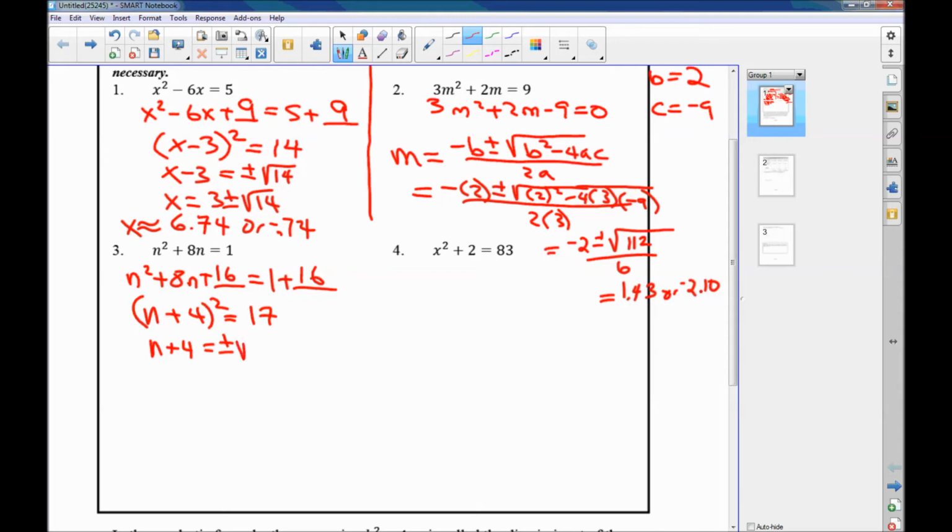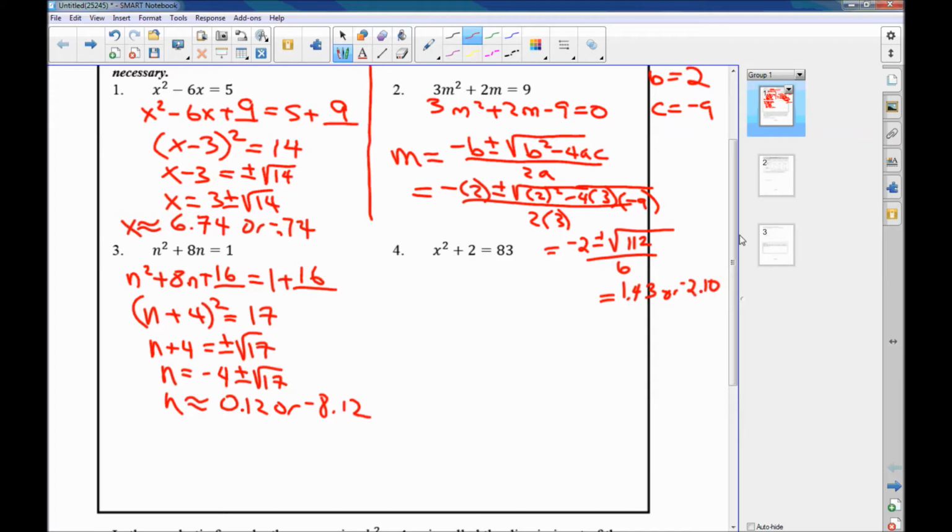So plus or minus root 17. And then subtract 4 to both sides. So negative 4 plus or minus root 17. So n would be about, and once again, we're going to use our calculator to estimate our answers. Negative 4 plus root 17, I got 0.12. And then negative 4 minus root 17 is going to be negative 8.12.